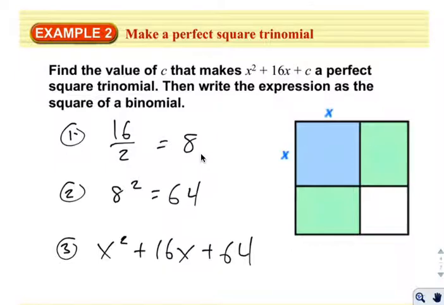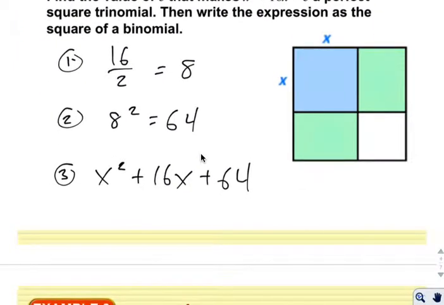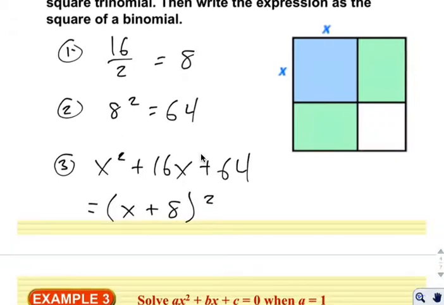Now this is important because this creates a perfect square for me. I can actually factor this now without any issues. So when I factor x squared plus 16x plus 64, I get x plus 8 squared, which is a perfect trinomial square. That's exactly what I want when I get to the end there.